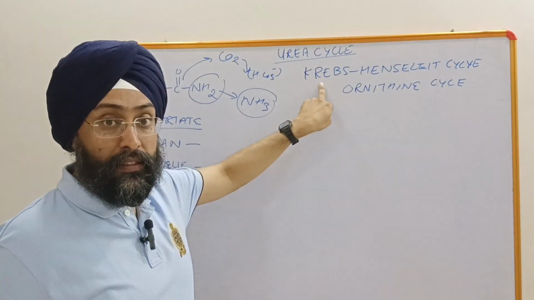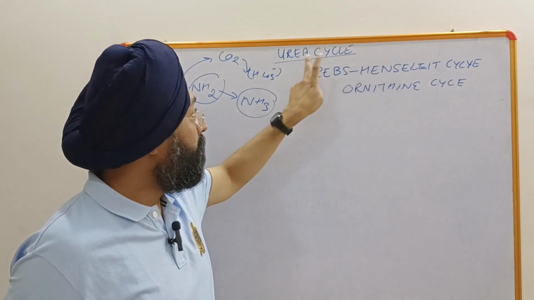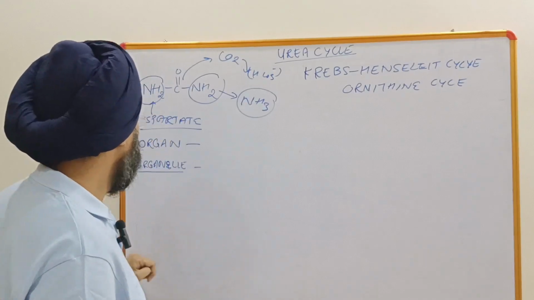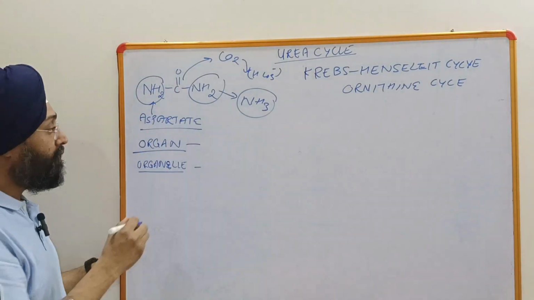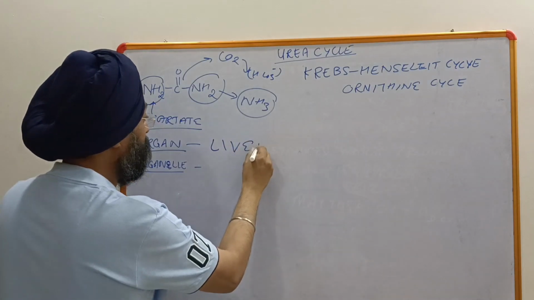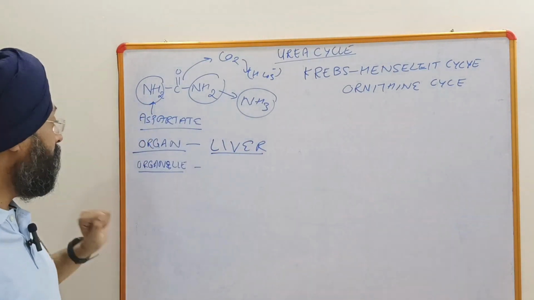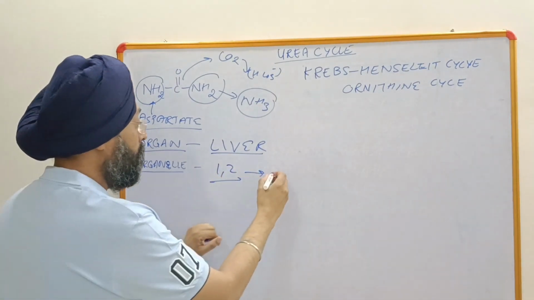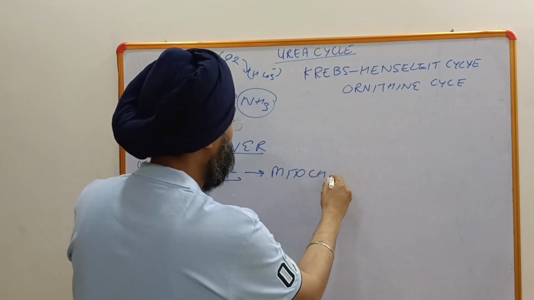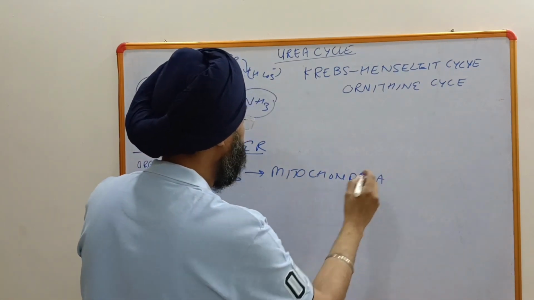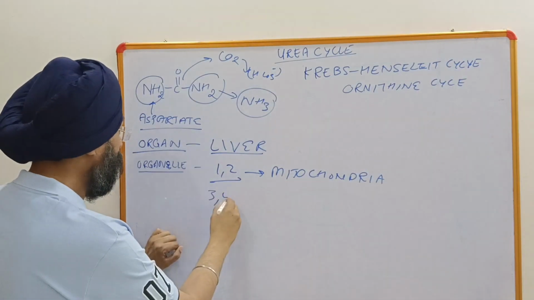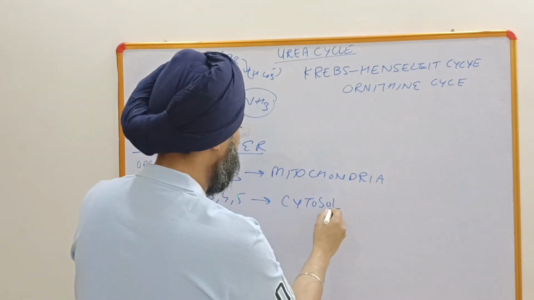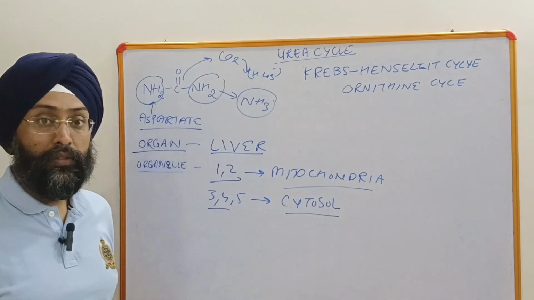Now, remember the difference in multiple choice questions. If only Krebs cycle is written, then it is TCA cycle. If Krebs-Henseleit cycle is written, it is urea cycle, right? Or otherwise, there will be only mention of ornithine cycle, right? Now coming on to the organ. Where does it take place? It takes place in liver, right? And organelles, there are two organelles. The first two steps take place in mitochondria, right? The next steps, third, fourth, and fifth, take place in cytosol, right?